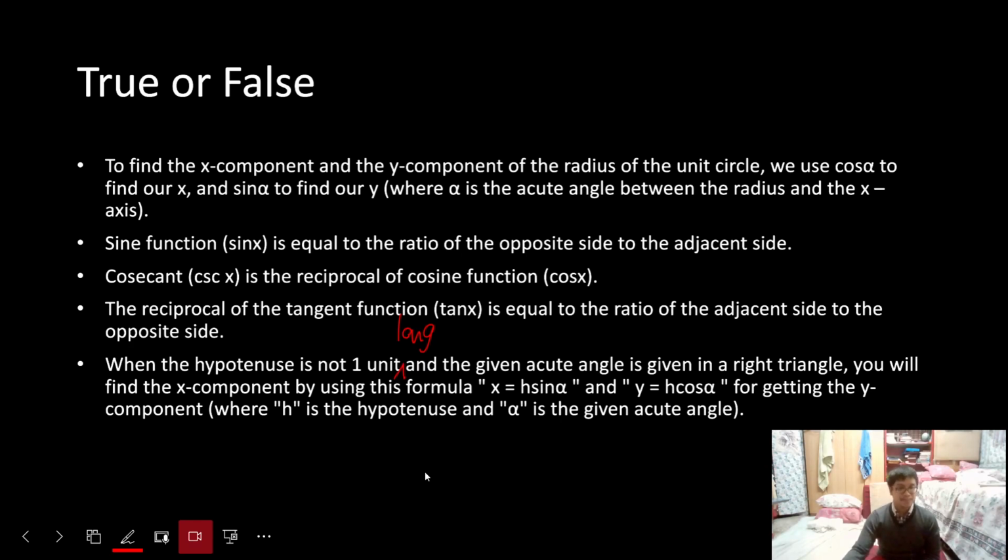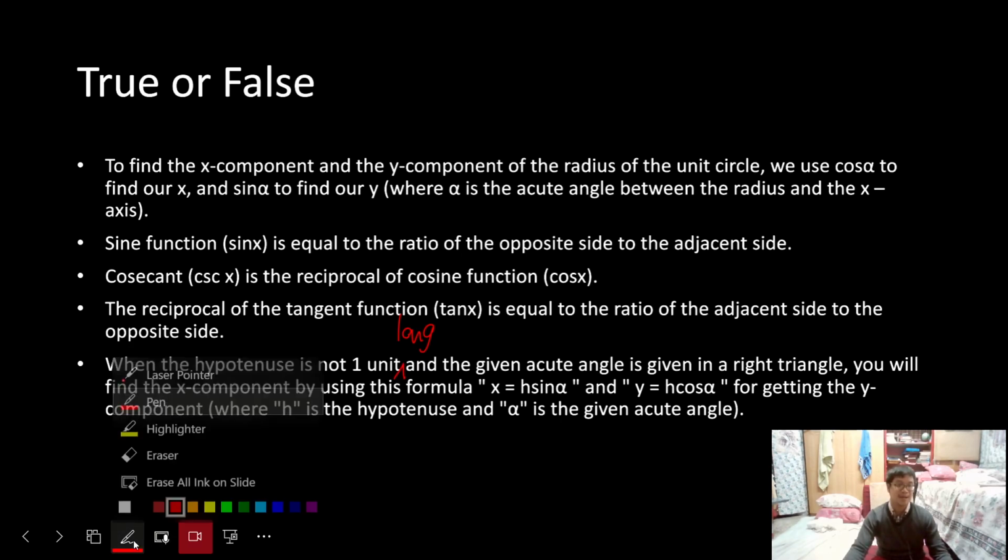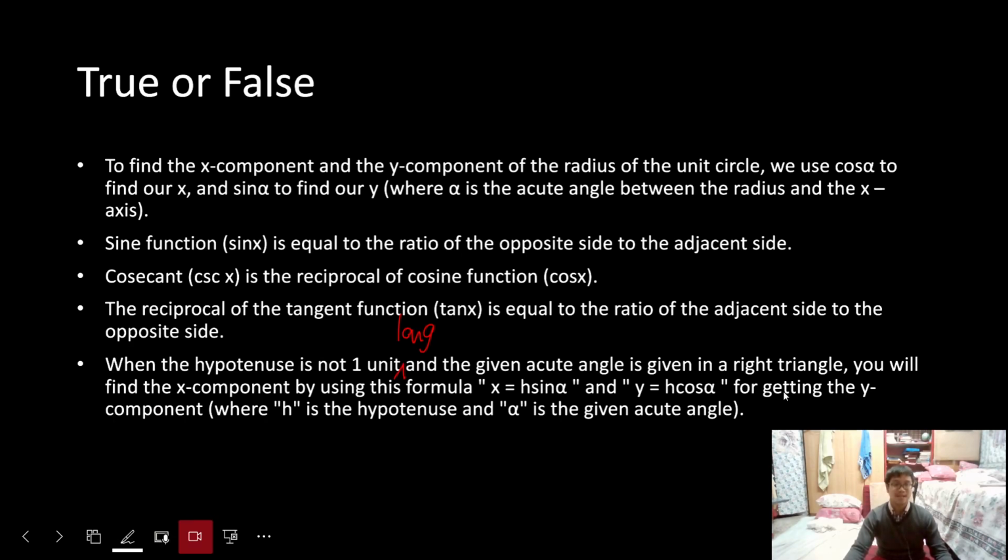Again, when the hypotenuse is not 1 unit long and the given acute angle is given in a right triangle, you will find the x component by using this formula. x is equal to h times sine alpha, and y is equal to h times cosine alpha, for getting the y component, where h is the hypotenuse and alpha is the given acute angle. This is false.